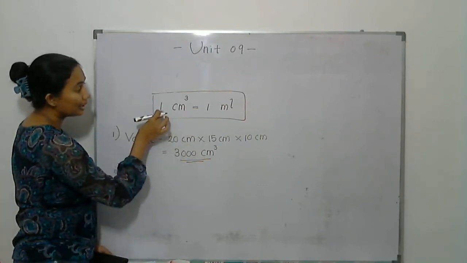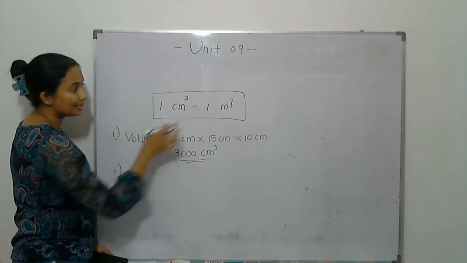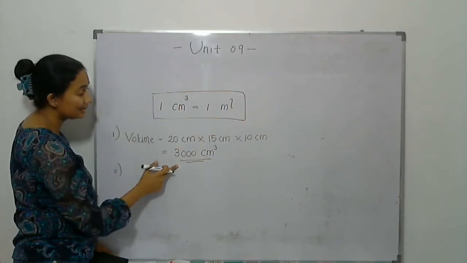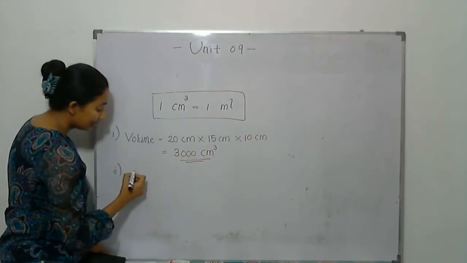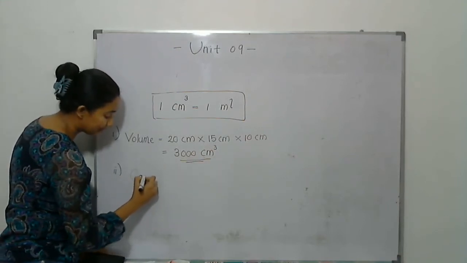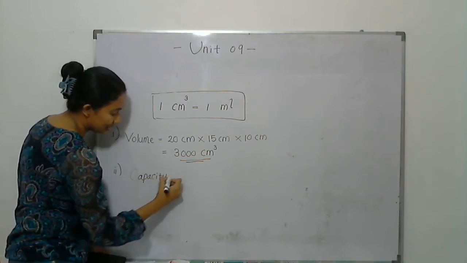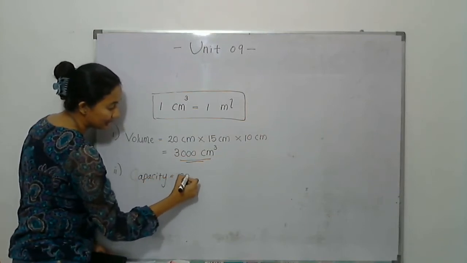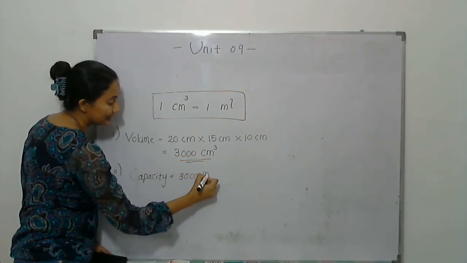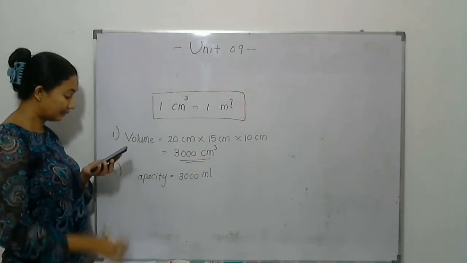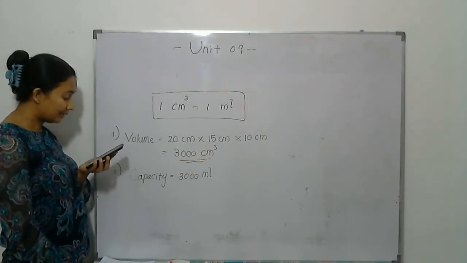Then we know 1 cubic centimeter is equal to 1 milliliter. Therefore, here we have 3000 cubic centimeters. Therefore, the capacity is equal to 3000 milliliters. You can just write it like this. Okay. Now, the last one.